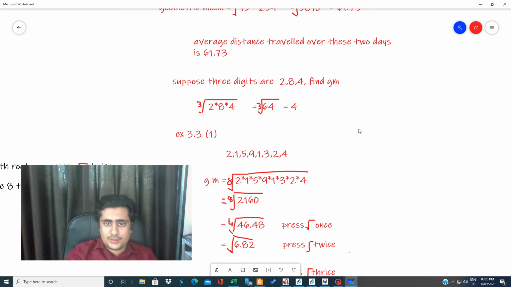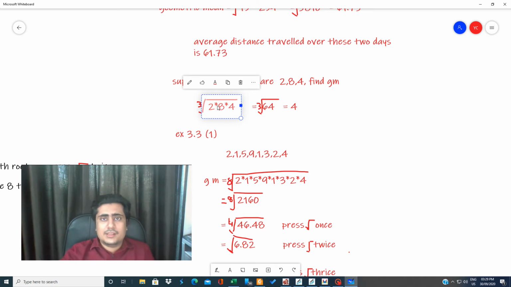Now the next question that should arise in your mind is, sir, how can we find the cube root, fourth root, fifth root, sixth root in a calculator. In the calculator, there is only the sign of square root, so it is very simple to find the square root. If there are three digits and you need the cube root, then you have to go logically, as I have explained here. If there are three digits 2, 8 and 4, the multiplication of 2, 8 and 4 is 64. Now, the cube root of 64. What should be the cube root of 64?